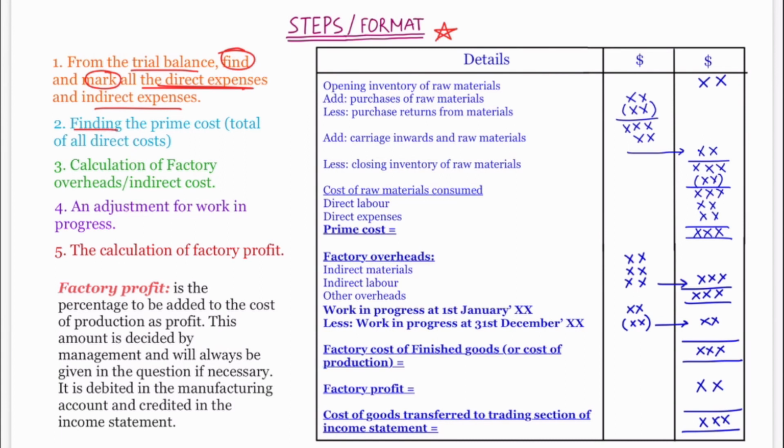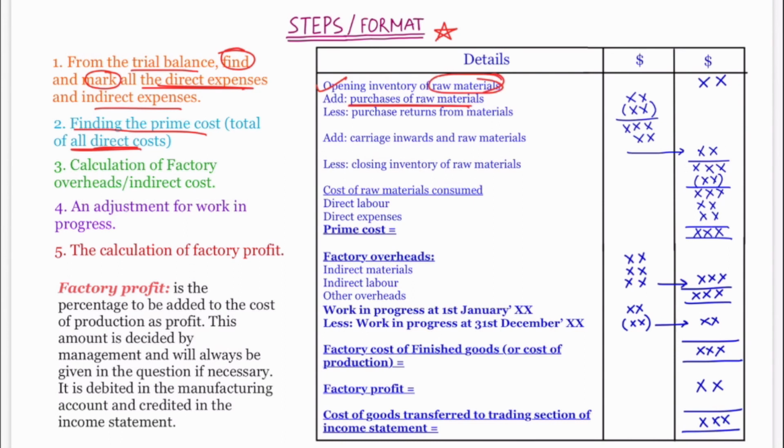Now also let's simultaneously see the format. So now in trading account, when you prepare the normal trading account, you also do the same procedure, that is opening inventory of raw materials. The only difference is that in trading account you did it for the finished goods, and here in the manufacturing account you are doing it for raw materials. So opening inventory of raw materials and purchases of raw materials.